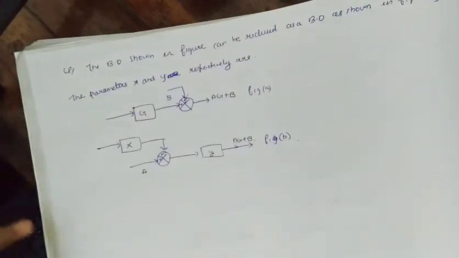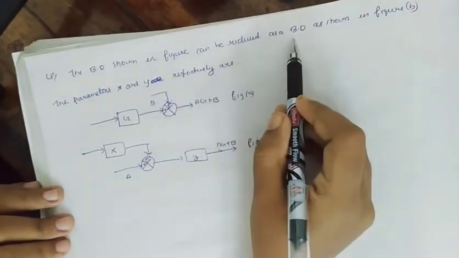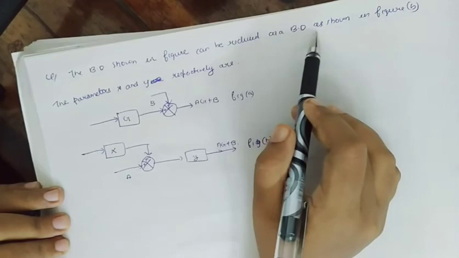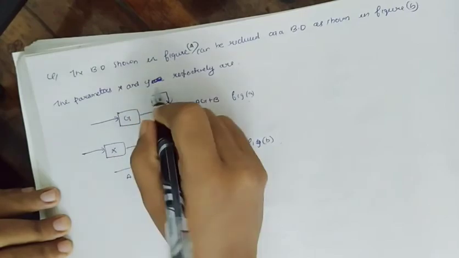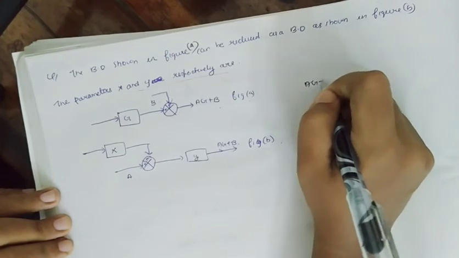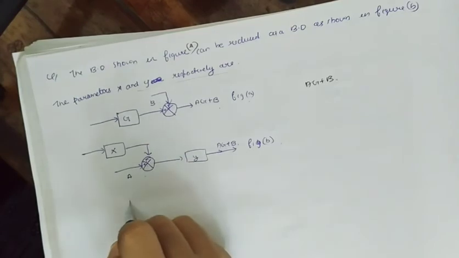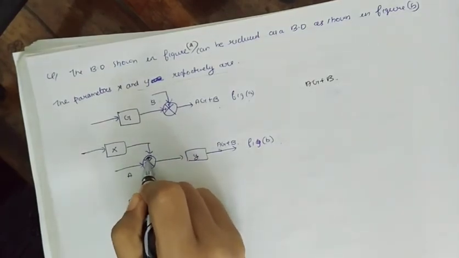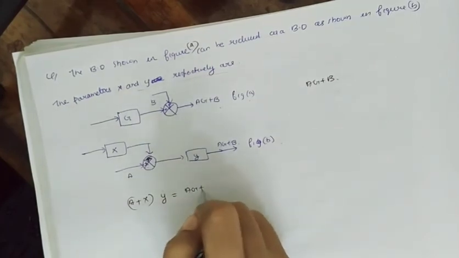Now let's do the last question of the session. The block diagram in the figure can be reduced as a block diagram as shown in figure B. So this is figure A and figure B. The parameters x and y respectively are. As you can see, the output over here is AG plus B. What is the output over here? I'll write the output according to this one, that is A plus X, this is plus addition, that is A plus X into Y equal to AG plus B.